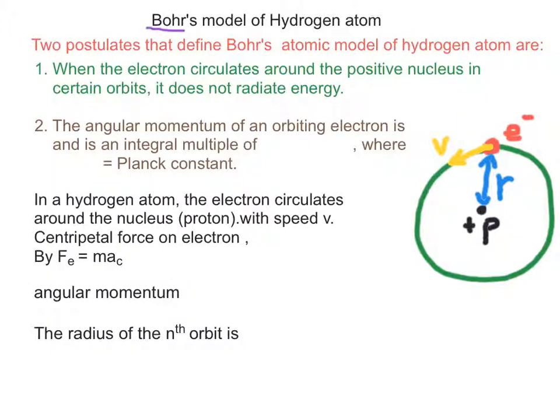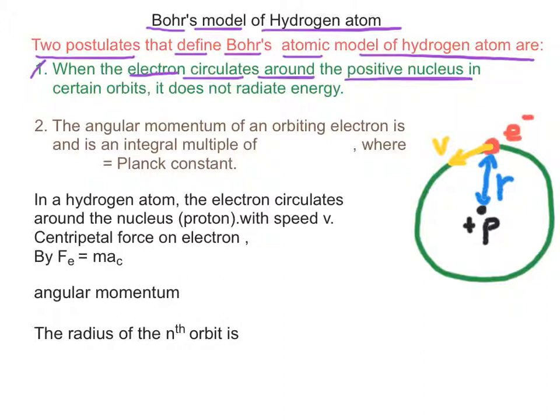Let's see Bohr's model of the hydrogen atom. There are two postulates that define Bohr's atomic model of hydrogen atoms. First, when the electrons circulate around the positive nucleus in certain orbits, they do not radiate energy. Or we say, when the electrons circulate around the positive nucleus in certain orbits, it is stable.